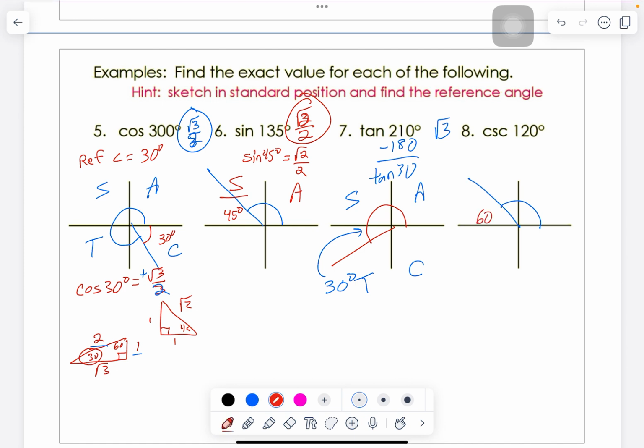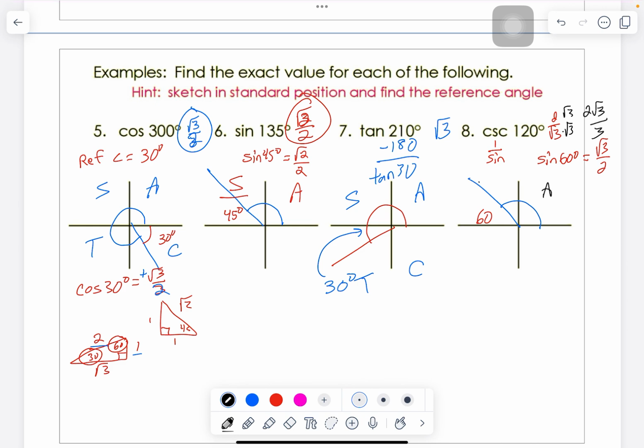Reference angle there would be 60. Cosecant is 1 over sine. So I'm going to find the sine of 60 degrees, and then flip that around. The sine of 60 is going to be the square root of 3 over 2. So cosecant is going to be 2 over the square root of 3. Or if I rationalize that a little bit, I multiply by the square root of 3 and get 2 square roots of 3 over 3.